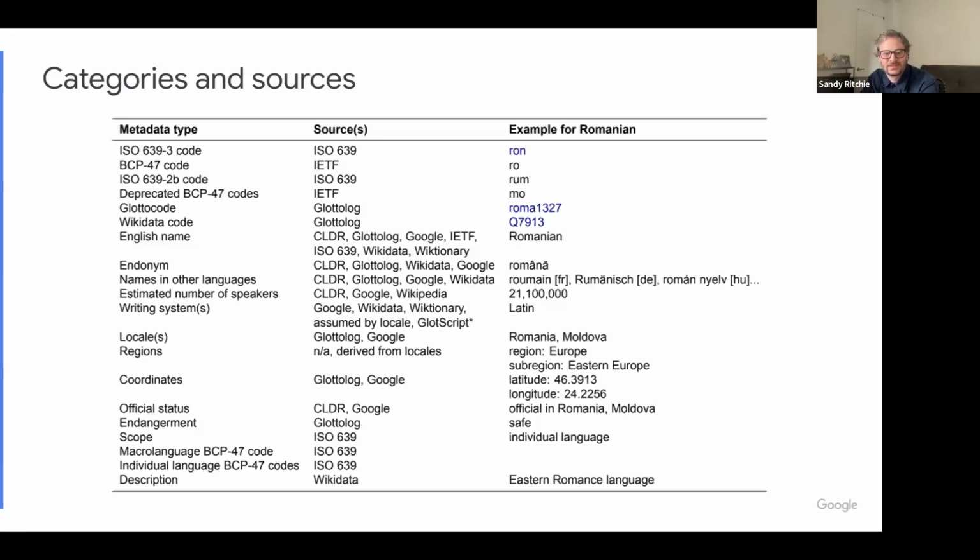Then official status, whether it's endangered or how endangered it is. And then these categories are from the ISO standard, so it's scope. That basically means whether it's an individual language or a macro language. Something like Chinese would be a macro language, and then Mandarin and Cantonese would be the individual languages under the scope of the macro language Chinese. Romanian doesn't have these other types of BCP codes because it's not a macro language. And then a description which comes from Wikidata. So that's a summary of all of the bits and pieces of information which are in the repo.